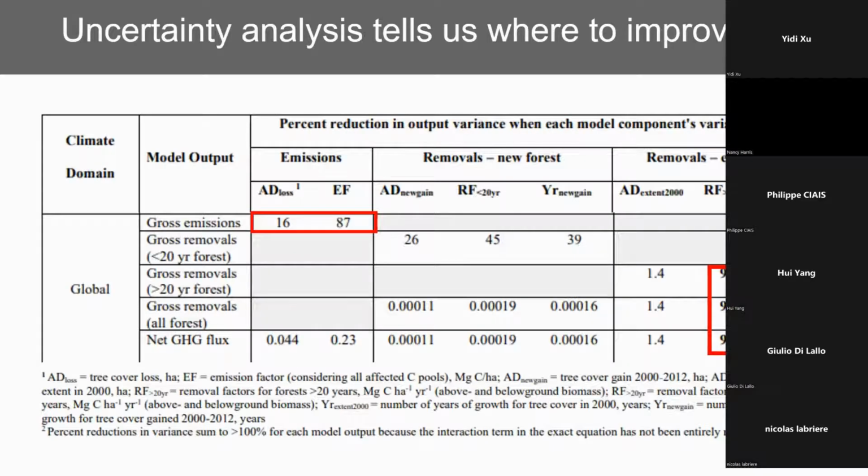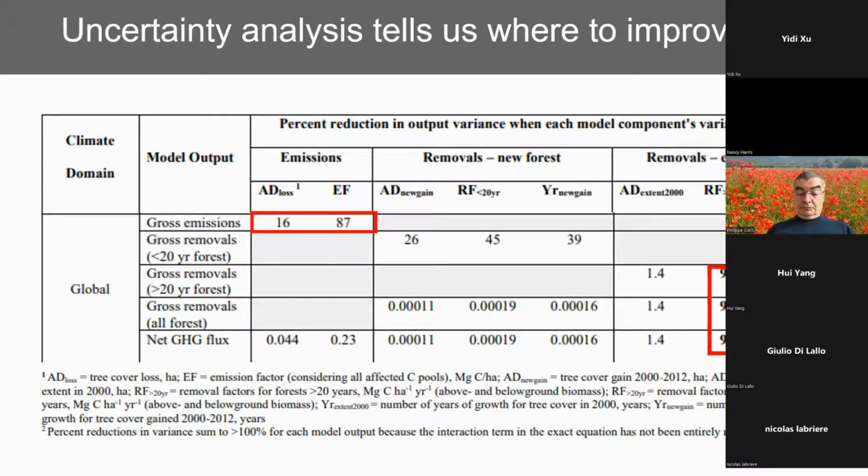One thing I want to flag quickly before I wrap up here is how we address uncertainty for this analysis, and that helps guide our thinking on how we can improve this monitoring framework going forward. This table shows the different components of model uncertainty in the columns, and then the rows show the final model outputs of gross and net fluxes. And the values in the cells show the percent reduction in output variance as we bring the variance of each of those individual model components down to 0.